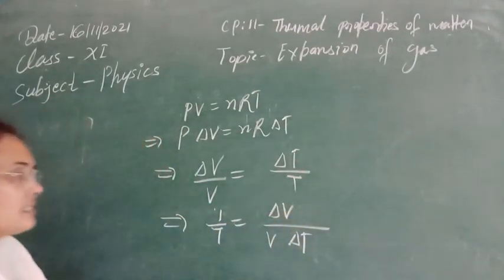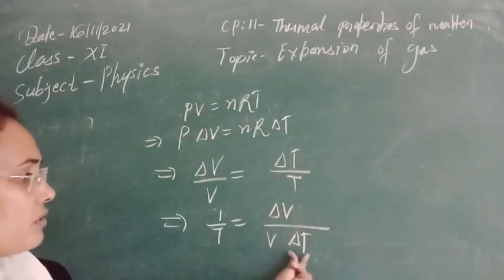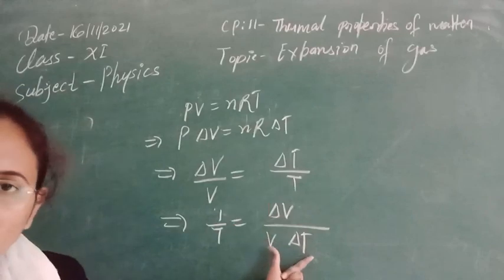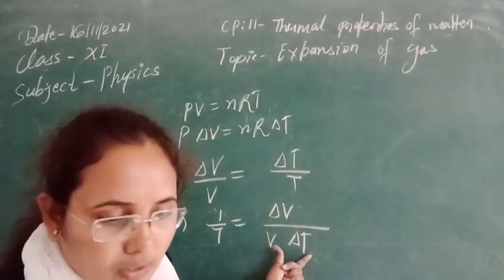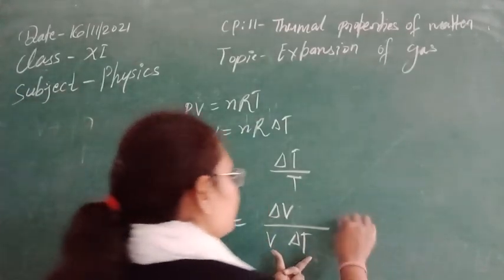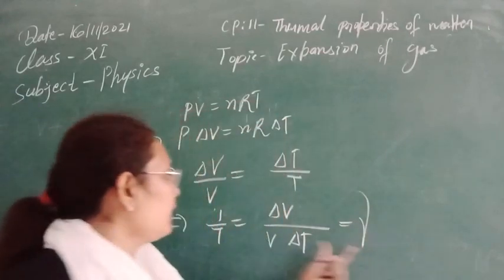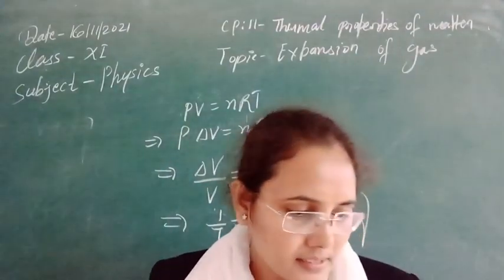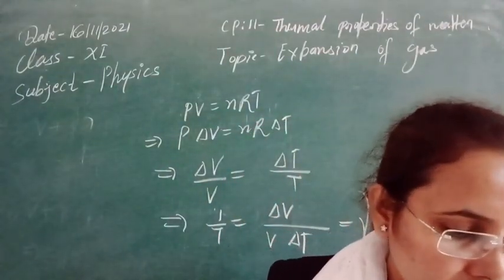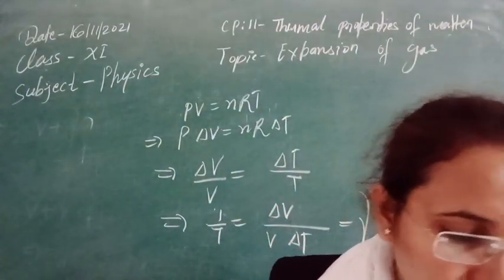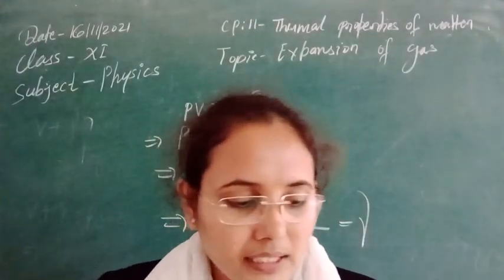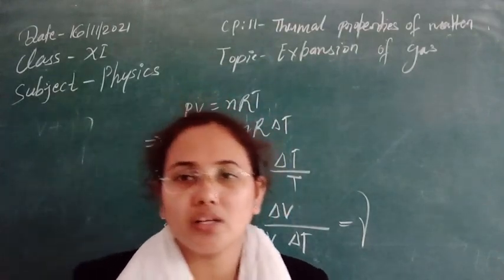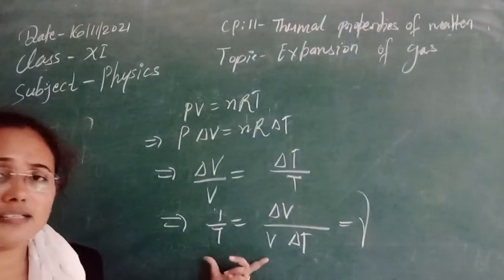This is the change in volume per unit original volume per degree Celsius, and it is called the volume coefficient or the coefficient of volume expansion, denoted by gamma. So gamma is inversely proportional to temperature for gases. Whenever the temperature increases, the value of gamma will decrease and vice versa. This is the relationship we have got for the gaseous system.